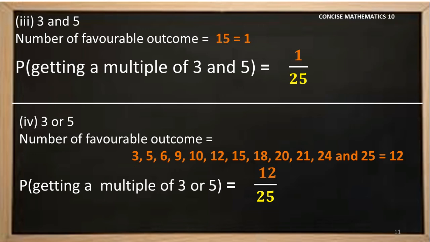The numbers which are a multiple of 3 or 5, then the favorable outcomes are 3, 5, 6, 9, 10, 12, 15, 18, 20, 21, 24 and 25. The total number is equal to 12. Hence the probability is equal to 12 by 25.